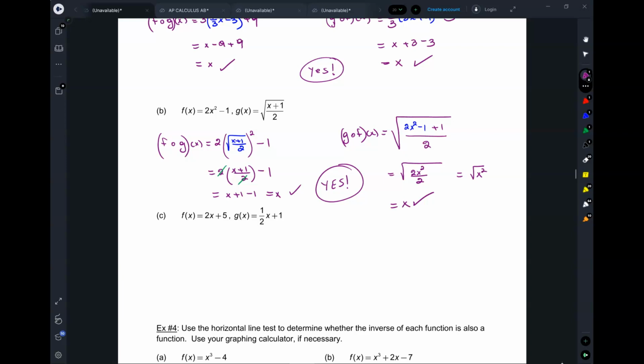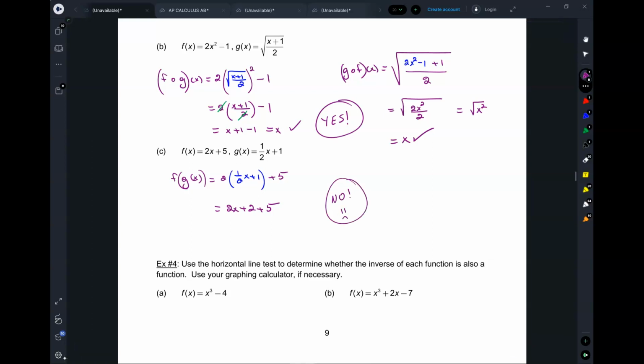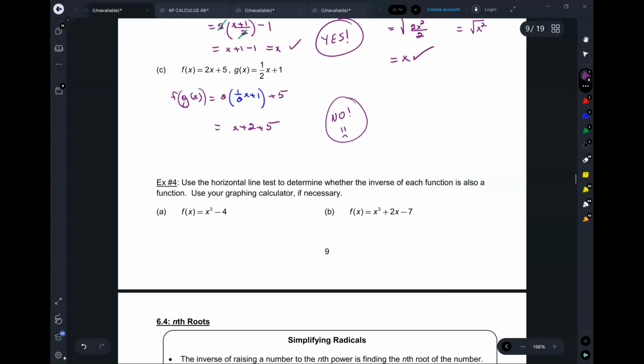So go ahead and do the next one, and I'm going to walk around to check it out. All right, so f of g of x. Start with that one. You see that you're not getting x by any means. I'll even stop right here. I don't have to continue all the way, because if it fails the first part, then that's it. So this is a no. It's x plus 7. So that's it. You don't have to continue.